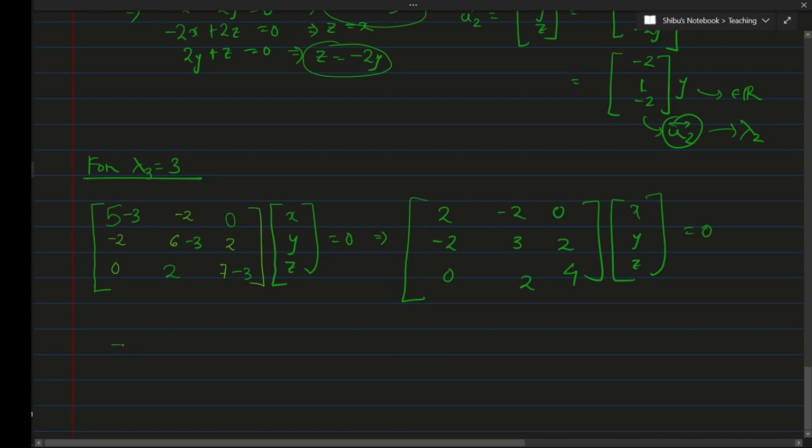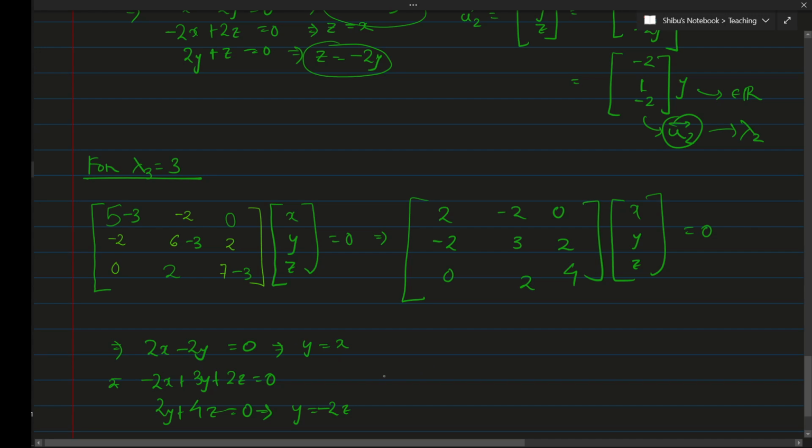Now if we get equations from this, then this will be 2x minus 2y, because we multiply row by column. This is 2x minus 2y, and the z term is 0, so it will be equal to 0, and minus 2x plus 3y plus 2z equals 0. Again the third equation will be 2y plus 4z equals 0. So from the third equation we can say 2y is equal to minus 4z, so y is equal to minus 2z. From the first equation you can say y is equal to x.